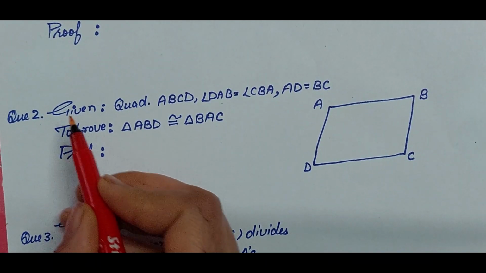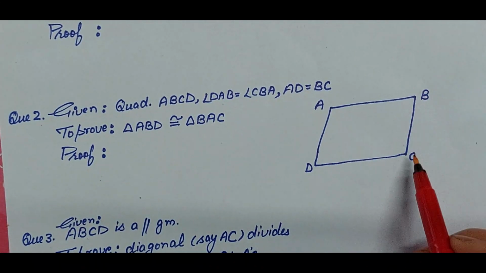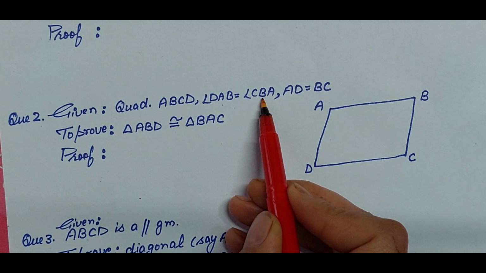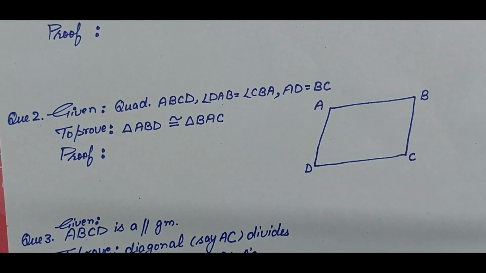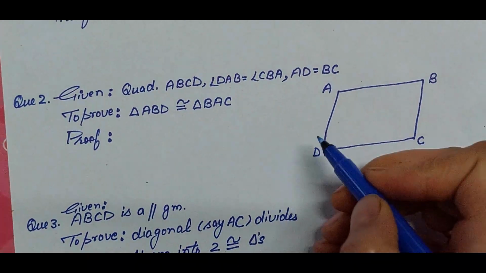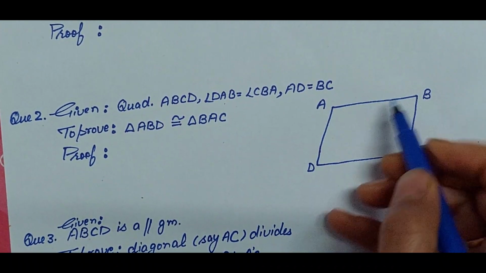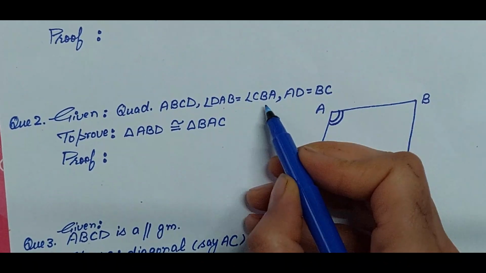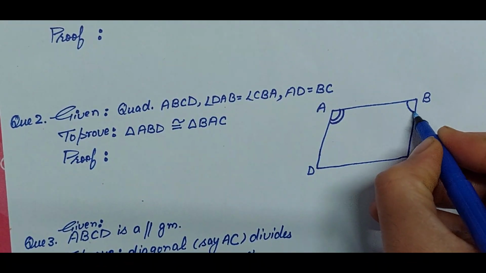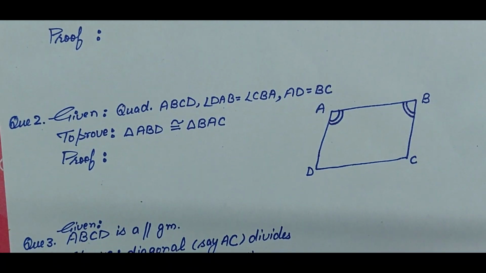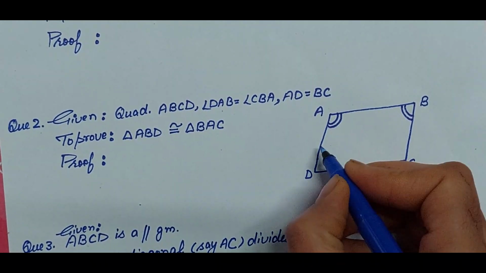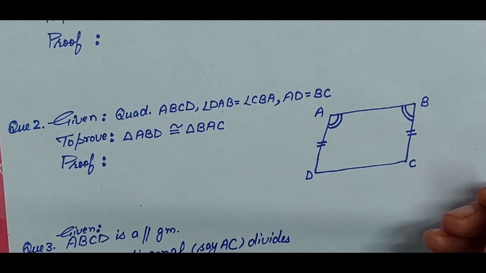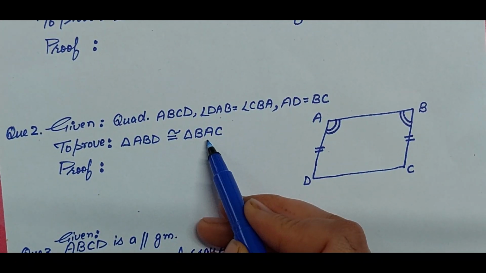Now let's move toward the second question and do the same thing. Here in the second question we have been given there is a quadrilateral ABCD, and we have DAB equals CBA. Let's see which two angles are equal. DAB, that means this angle here, is equal to CBA, that means this angle. And AD equals BC, that means this is equal to this. So we have been given two equalities, and we have to prove the triangles congruent.